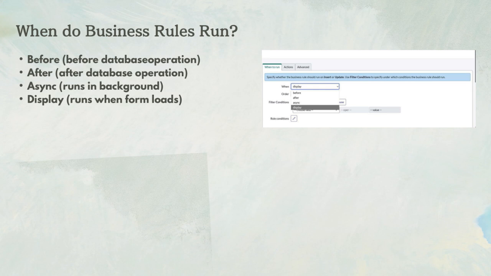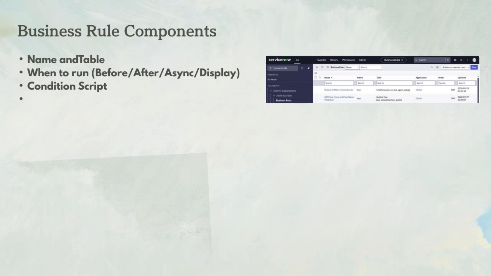Let's take a closer look at when to run our business rules, whether that's before, after, asynchronously, or during display. Understanding the timing is crucial because it impacts how and when your rules are executed within the process flow. For example, some rules need to run before a record is saved to ensure data integrity, while others might run after to trigger additional actions or updates.